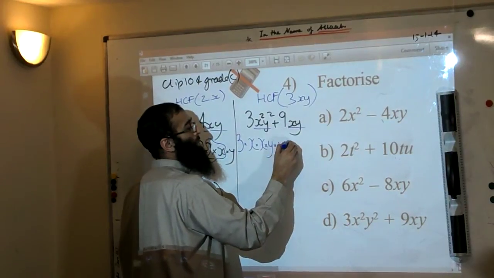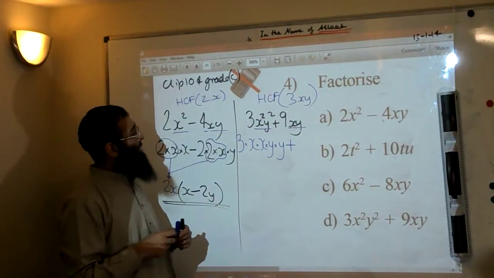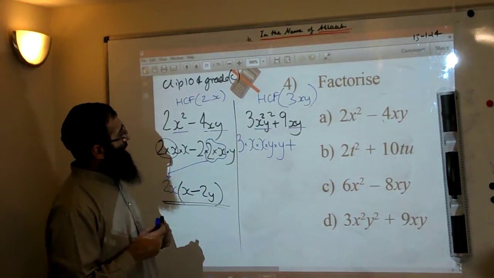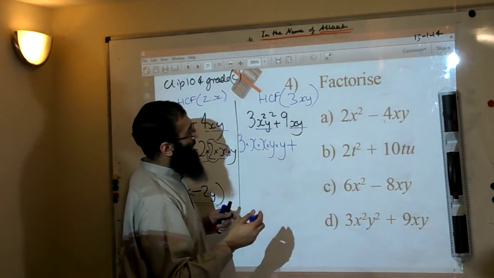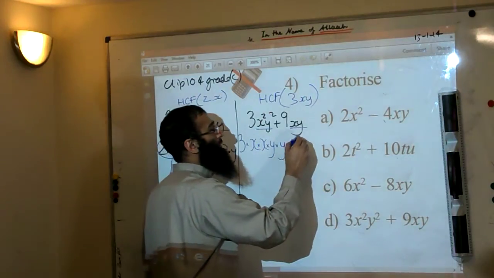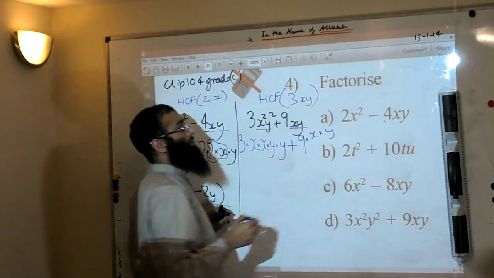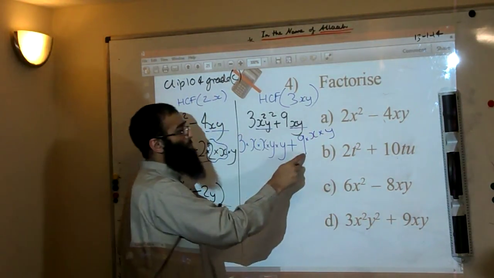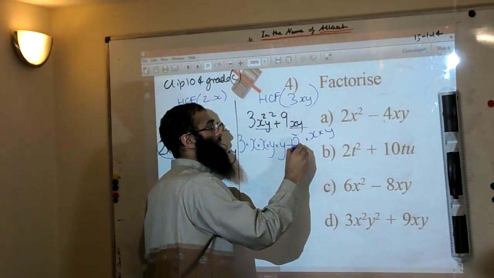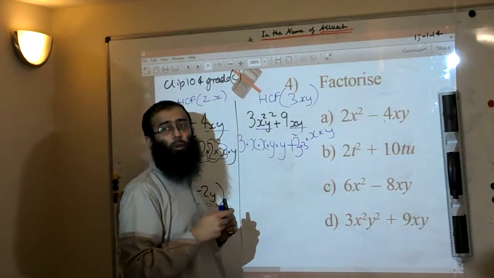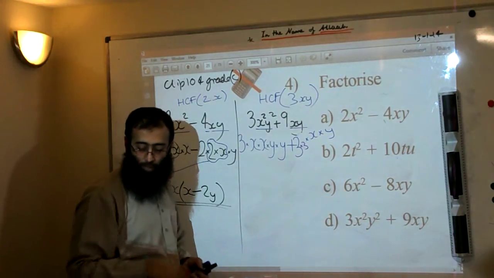Plus. Now we're going to run out of space a bit, so I think we'll do it on the bottom over here. We have 9xy, which is going to be 9 times by x times by y. But the 9 we're going to split up first, isn't it? Yeah. So it should really be 3 times by 3 times by x times by y, because you can't leave the 9 as it is, because you're going to pull the 3 out of it. Now let's start pulling out the common factors.